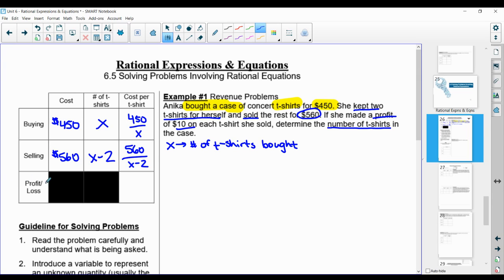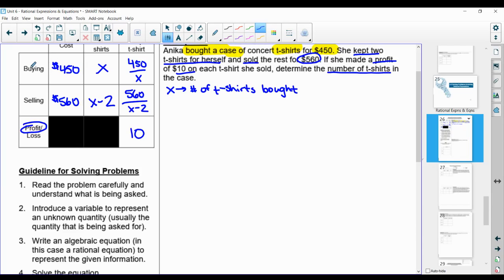Now, our profit or our loss, in this case, they said it was a profit, would be $10. If it was a loss, we would still write the 10, but we would write negative 10. Now, once we have all of the key elements identified in the table, we need to make our equation.